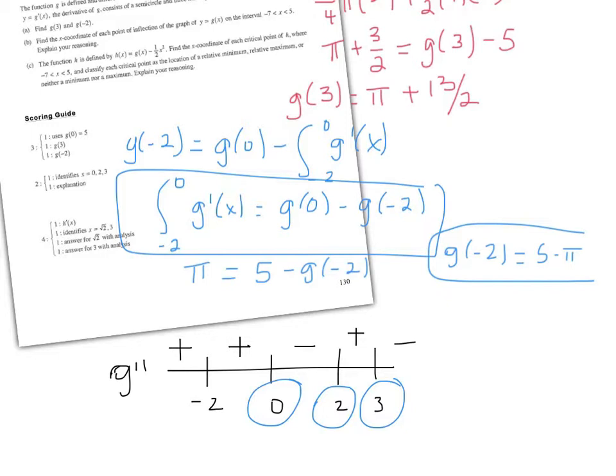And then the last part, it says the function h is defined by h of x equals g of x minus 1/2 of x squared. They always do this, where they have you do this whole problem for g of x, and then all of a sudden they introduce a new function that involves g of x. So it says find the x-coordinate of each critical point of h, where x is between -7 and 5. So critical points are when your first derivative is equal to 0 or undefined. So we're going to do that. I'm going to give myself some room here.